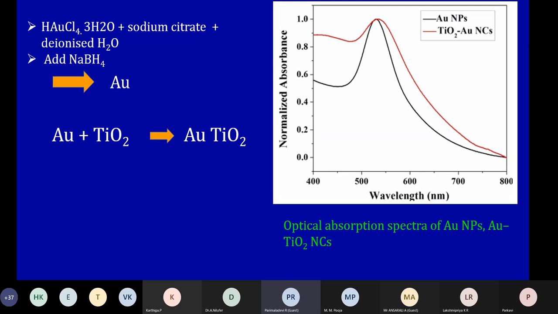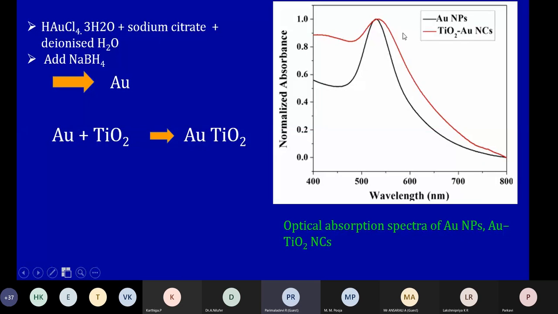First we take the spectra of the gold, and it shows a strong absorption band at 529 nanometer. When you add TiO2 to that, this absorption band shifts to 532 nanometer. This plasmon band is red shifted on introduction of TiO2.